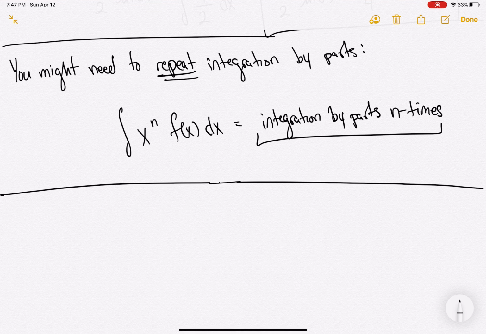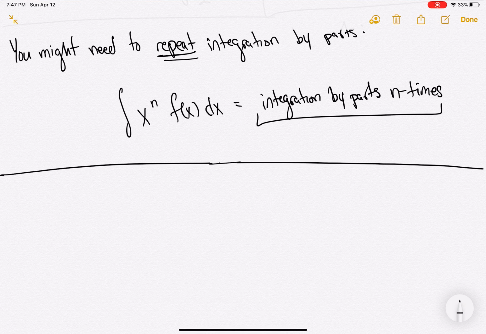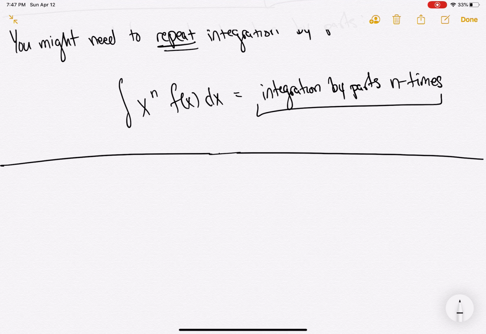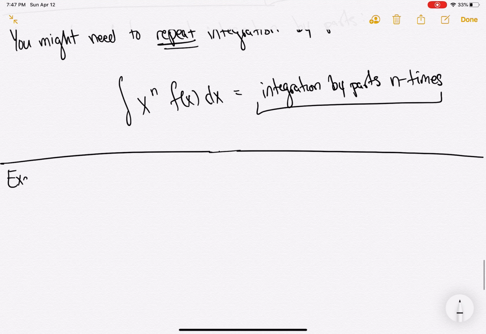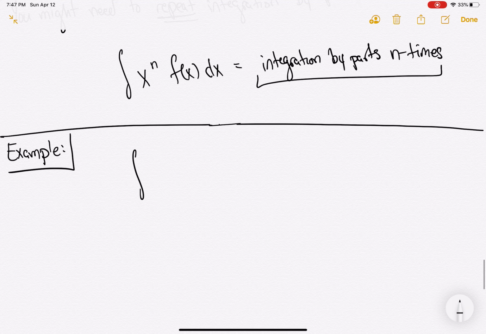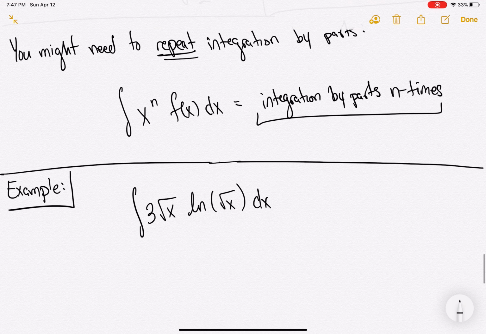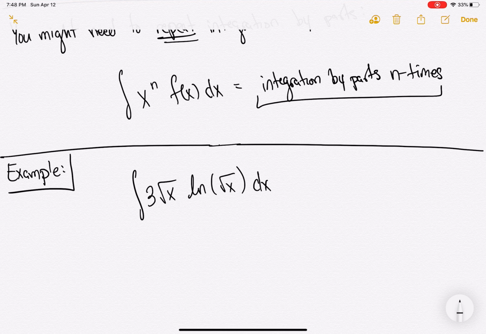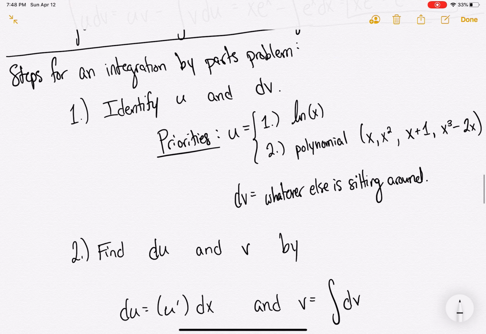And then another thing, we'll look at one more example so that you guys don't feel super unprepared. The integral of 3 square root of x natural log square root of x dx. How do you do this one? Well, we want to follow the priorities, right? So step 1 is identify u and dv. So go up here, identify u and dv.